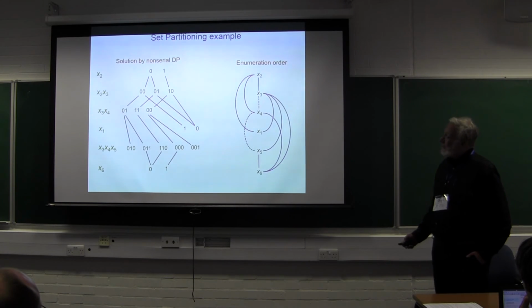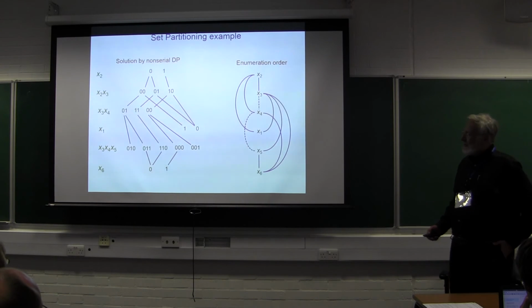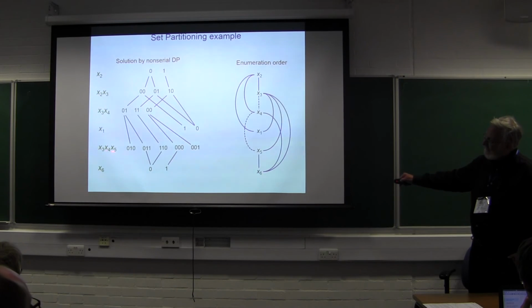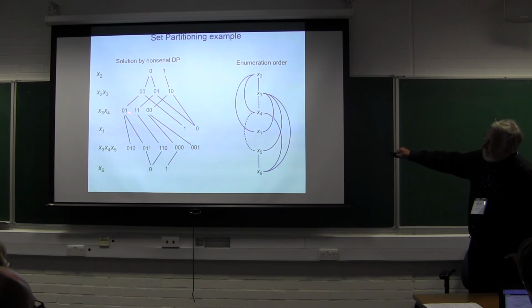So this is how you solve a problem by non-serial dynamic programming. Here I've indicated the state variables. We have 3, 4, 5, all part of the same state. These are the possible values that occur. And these are the possible transitions.